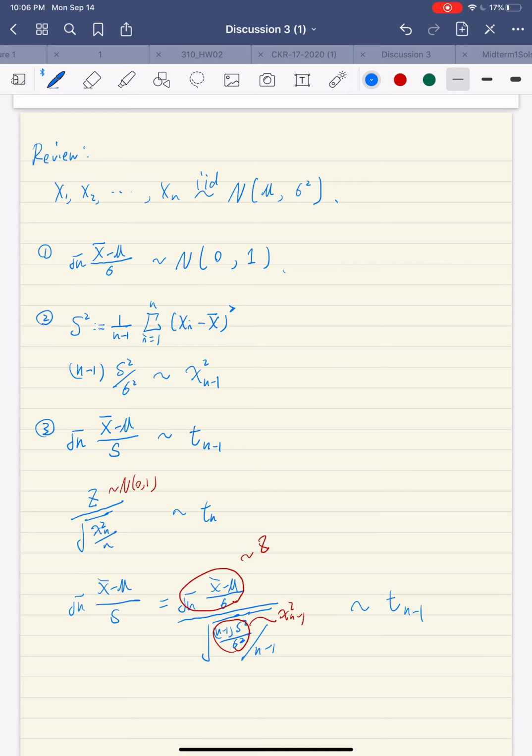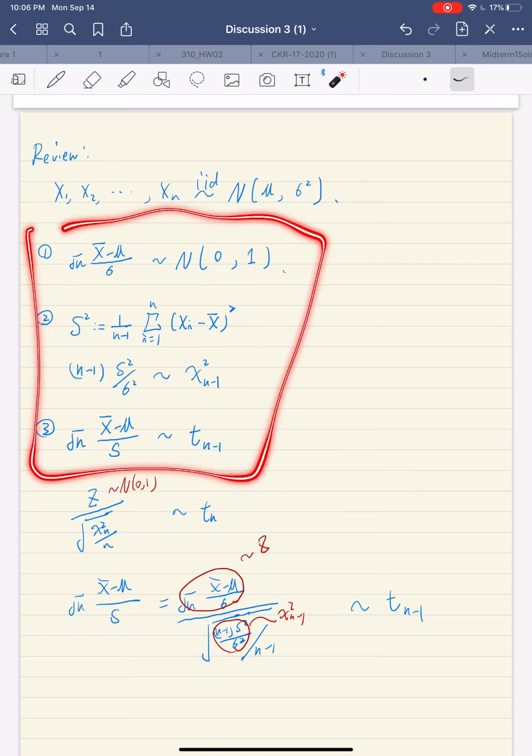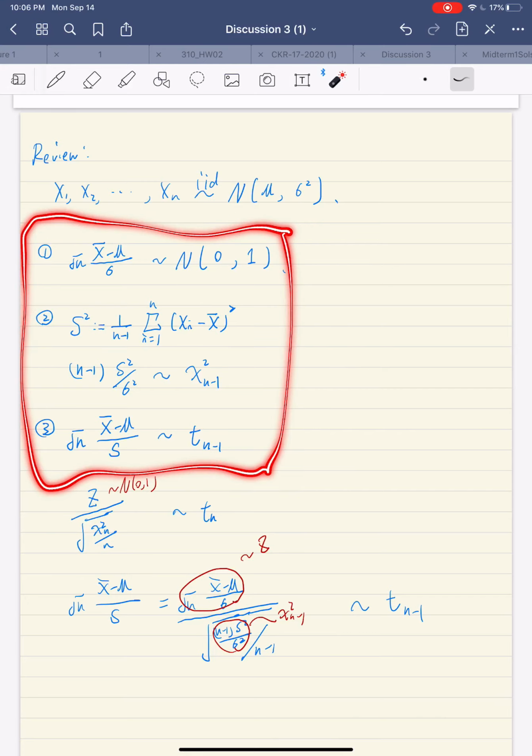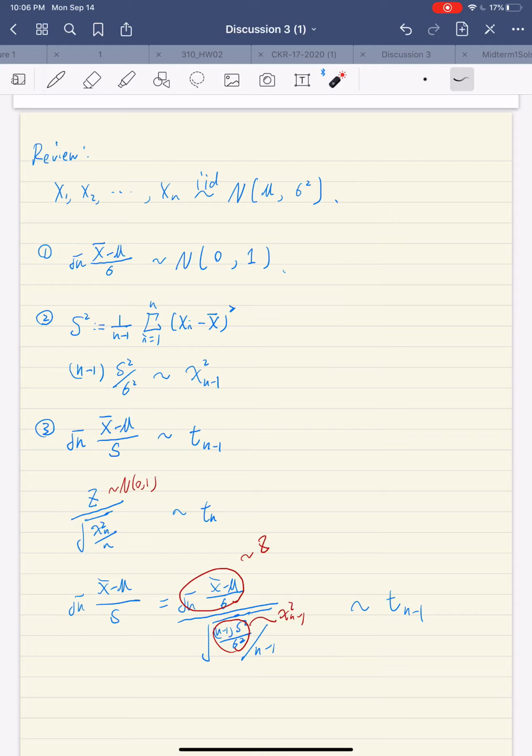These properties are very useful when we have S1 to Sn following a normal distribution. So please remember these three properties.